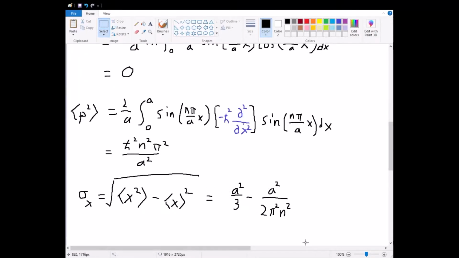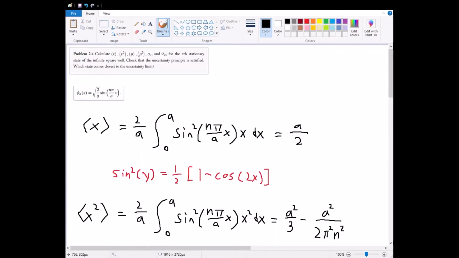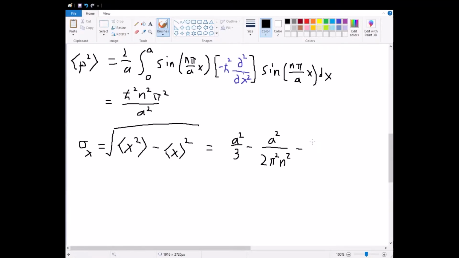And then we're subtracting it by the expectation value of x, which is a over half. Squaring it gets a squared over 4. Take the square root of everything. We can move the a squared out to get a times the square root. 1/3 minus 1/4 is just 1/12. And then we subtract it by 1 over 2 pi squared times n squared.